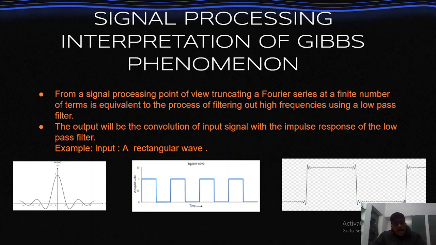So we know that the output of this low pass filter will be a convolution of the input signal with the impulse response of the low pass filter. Here we can see the impulse response of the low pass filter is a sinc function, which is sine pi t by pi t. The input signal is a square wave. Then the convolution will give the output, which looks like this. And the output has a ringing effect or an oscillation at the points of discontinuity due to Gibbs phenomenon. So from a signal processing point of view also, we can see that this Gibbs phenomenon arises.